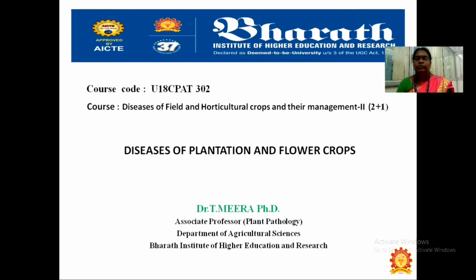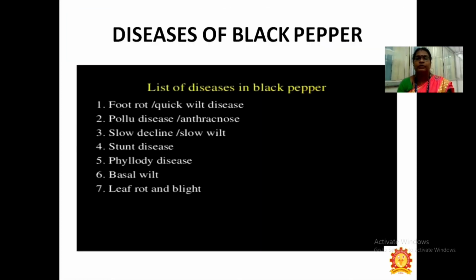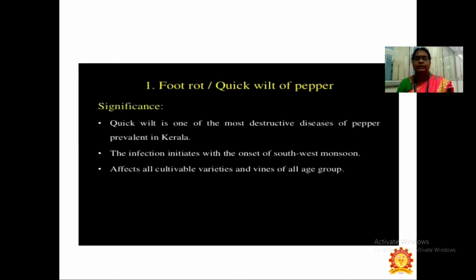Today I'm going to cover the topic Diseases of Plantation and Flower Crops. The first plantation crop is black pepper. The diseases of black pepper are foot rot or quick wilt, pollu disease or anthracnose, slow decline or slow wilt, stunt disease, phyllody disease, basal wilt, and leaf rot and leaf blight.